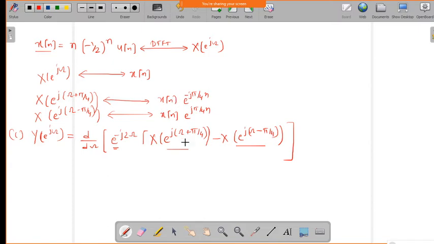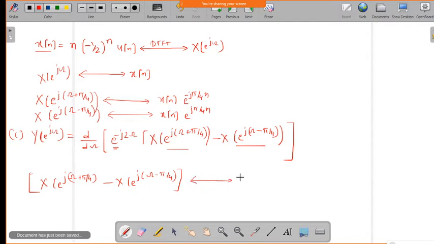So now putting this here, taking IDTFT, first we will do this one, that is x of e power j omega plus pi by 4, minus x of e power j omega minus pi by 4. You will get this one as x of n into e power minus j pi by 4 n, minus x of n into e power j pi by 4 n.